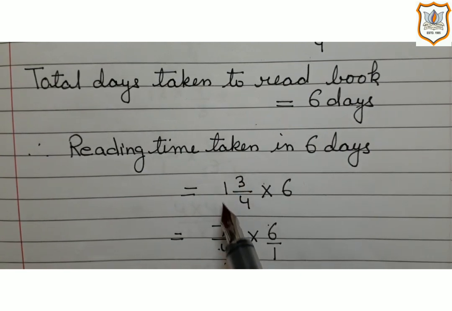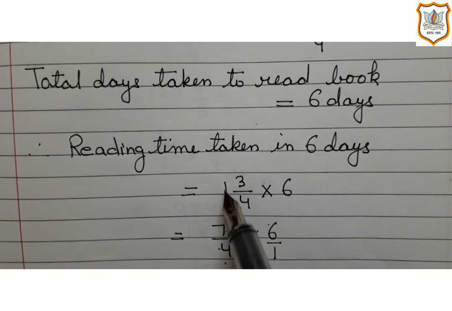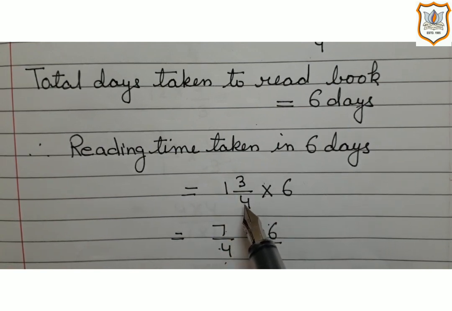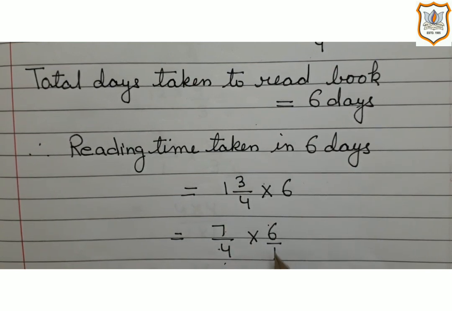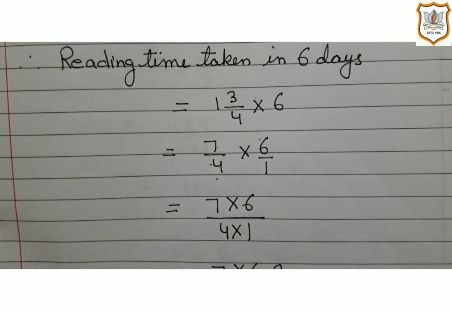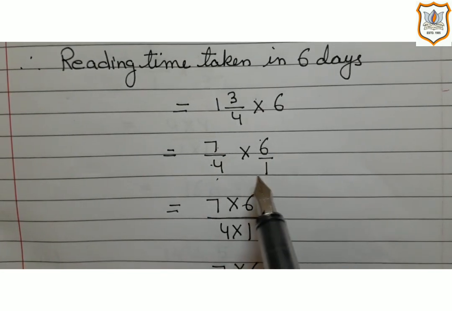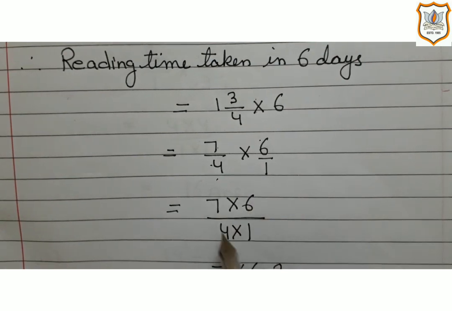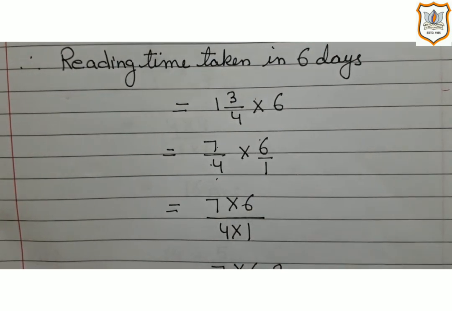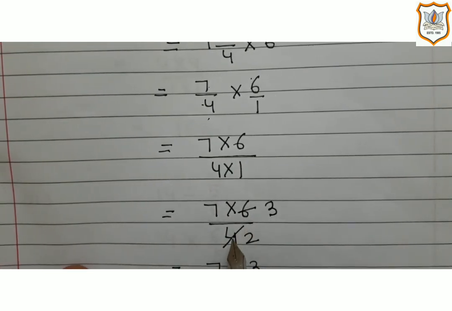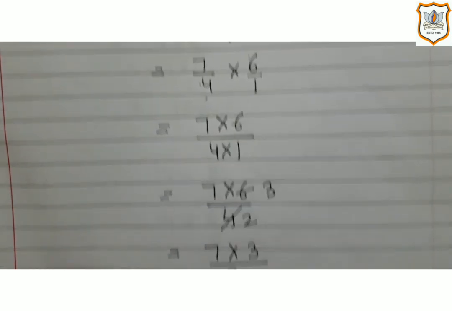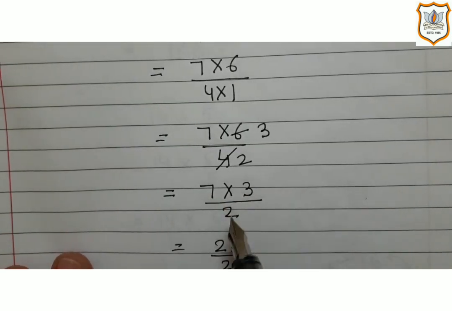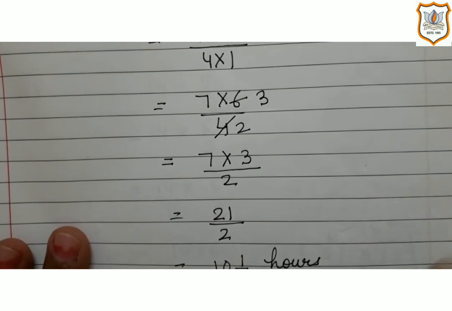So, first we will convert this mixed fraction into an improper fraction. For that we will multiply 4 into 1. 4 ones are 4 plus 3, that is equal to 7/4 multiplied by 6/1. Now according to the formula, numerator into numerator and denominator into denominator. So 7 into 6 upon 4 into 1. 4, 2 2s are 4. 2 3s are 6. We will cut this 6 and 4 by 2. Now our question will be 7 into 3 upon 2. 7 3s are 21 upon 2.